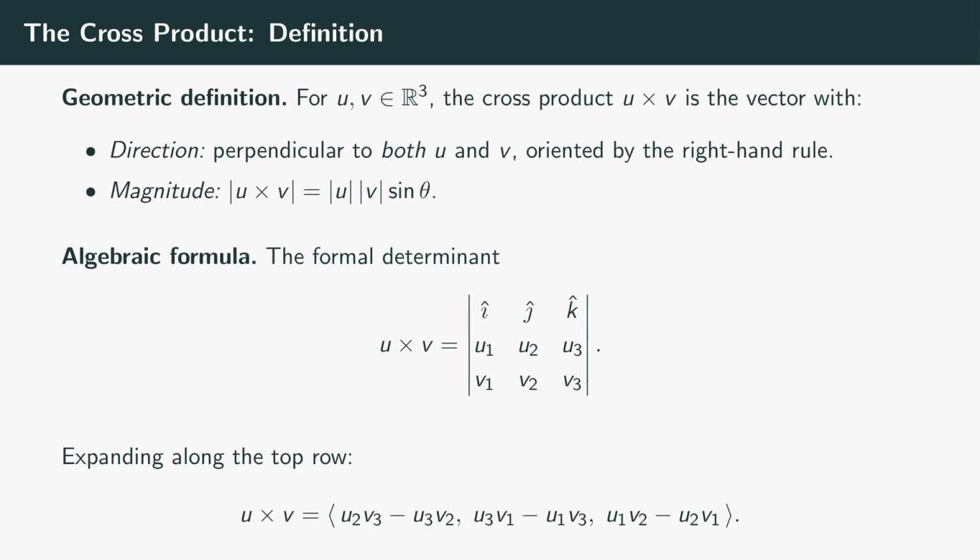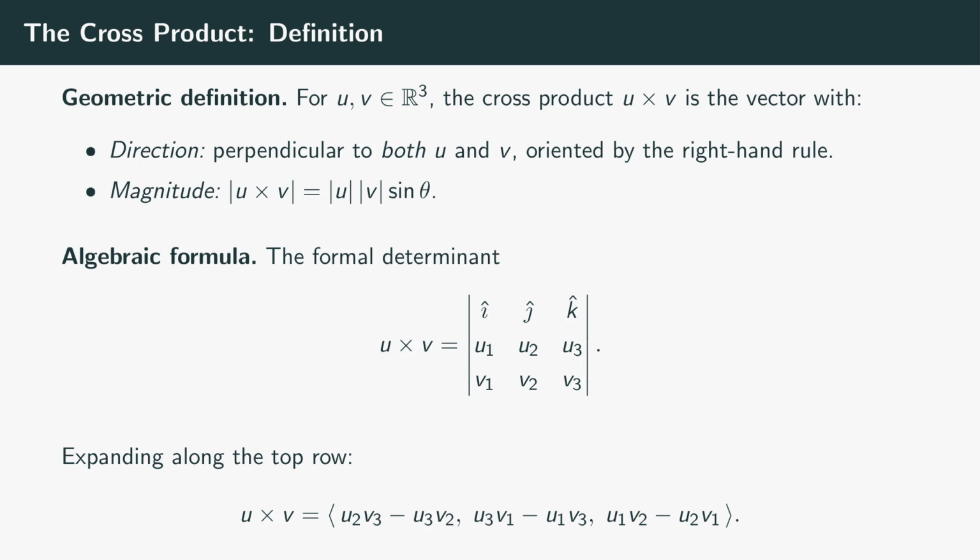Here is the cross product. Given two vectors, u and v in three-dimensional space, their cross product, written u cross v, is itself a vector, and it is defined by two properties. First, its direction: u cross v is perpendicular to both u and v, sticking straight out of the plane the two of them span. Second, its magnitude: the length of u cross v equals the magnitude of u times the magnitude of v times the sine of the angle between them. Notice that is a sine, not a cosine like the dot product.